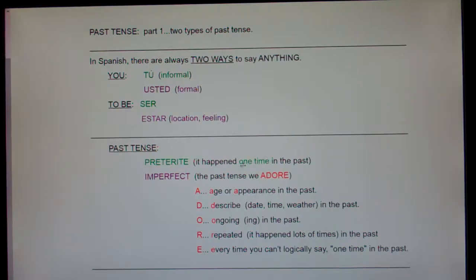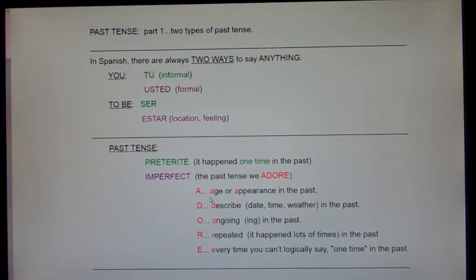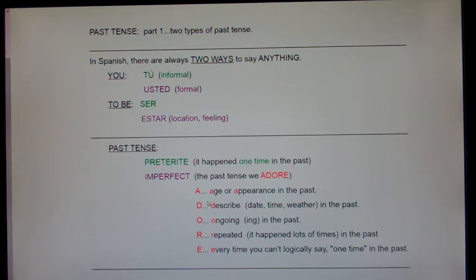Now, imperfect is another form of past tense, and to remember that one, I'm going to have you remember a statement. Imperfect is the past tense we adore. Everybody. Imperfect is the past tense we adore. If adore is spelled A-D-O-R-E, you use imperfect if you're talking about age or appearance in the past. She was really old. He was tall. She was short. The house was green. All that would be imperfect past.